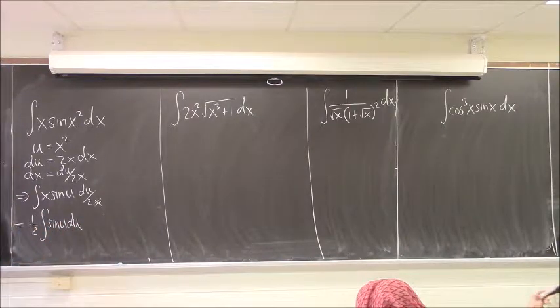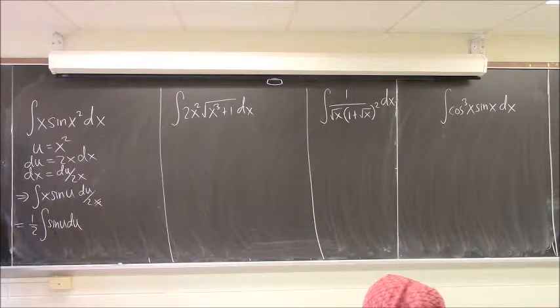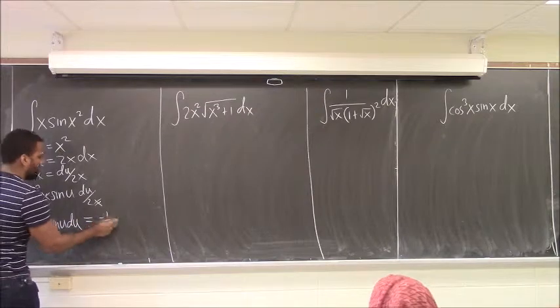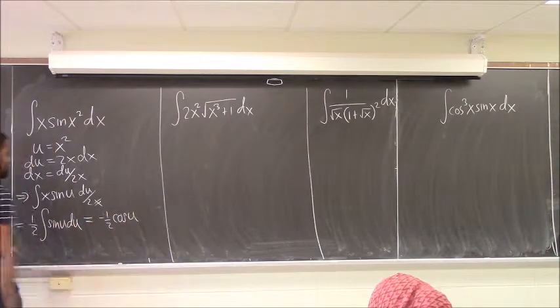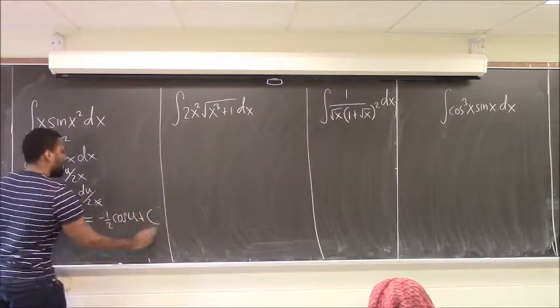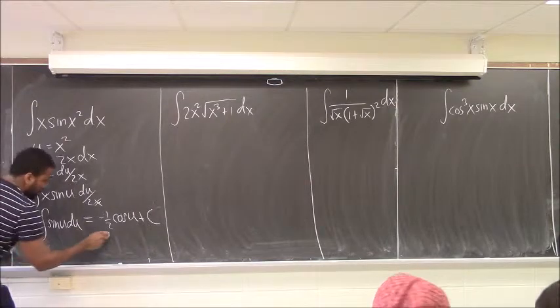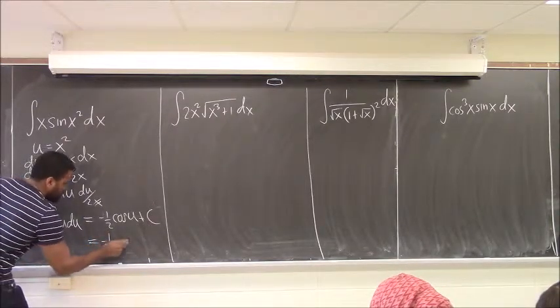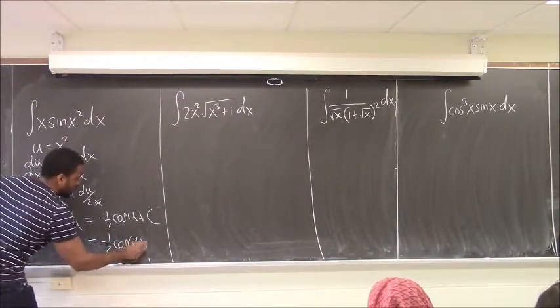So you have that. Now that one's easy. That's a rule that we already know. This just gives us the negative cosine. And then we back substitute. That's minus 1/2 cosine of x squared plus c.